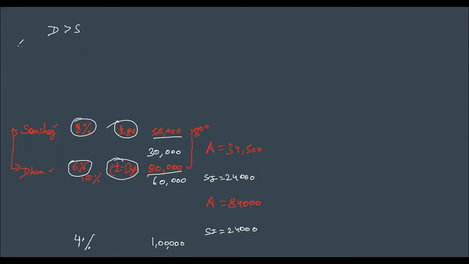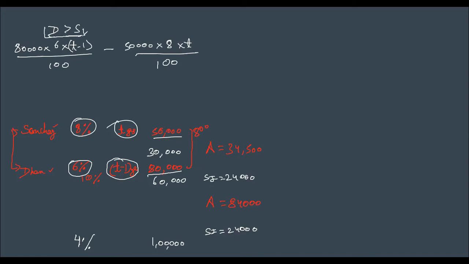The simple interest will be 80,000, what is the rate of interest? 6, time is T minus 1, upon 100. What will be the simple interest for Sanchay? It will be 50,000, rate of interest is 8, time is T, upon 100. Now, why am I subtracting the simple interest of Sanchay from Dhan? Because I have assumed that the simple interest of Dhan plan is greater than Sanchay. That's why I am subtracting a smaller one from the bigger one. And the difference is 800. Let's solve this.